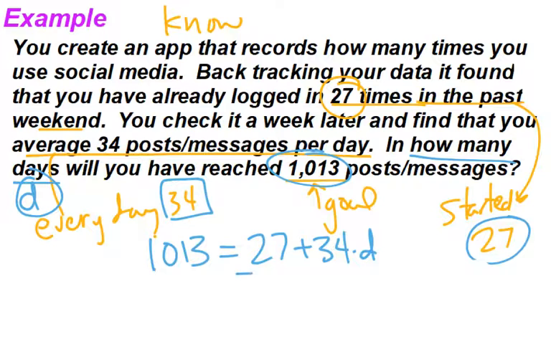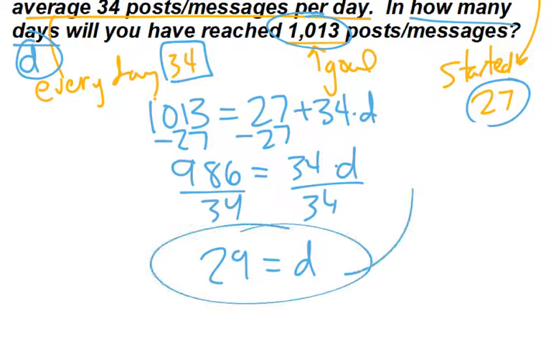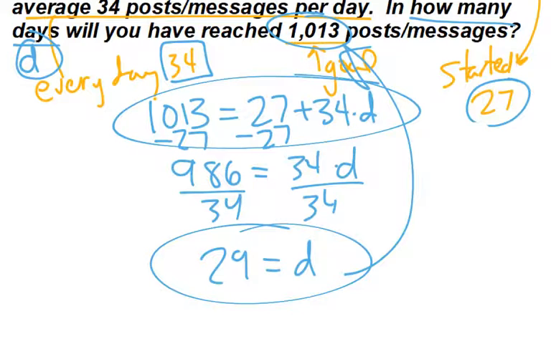Now, can we solve this to figure it out? Yeah. Subtract 27. We end up with 1,013 minus 27, which is 986, equals 34 times D. Then to separate, we divide by 34, and we get 29 equals D. So in 29 days, we'll hit that goal. And that's how we created the equation to do that.